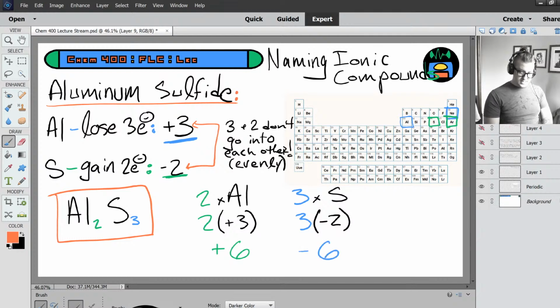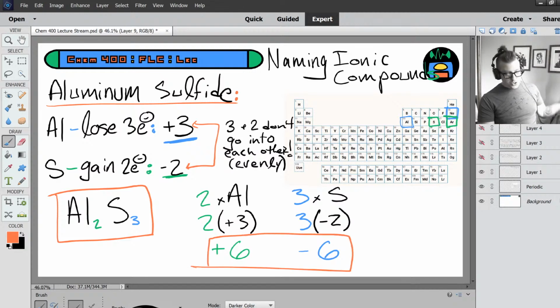So this is the reason why this trick works, because when you swap, when you multiply each one by the other's charge, it gives you the same total positive and total negative charge. And so you want to use this when one charge does not go into the other evenly.